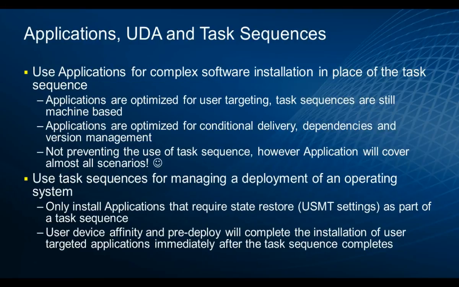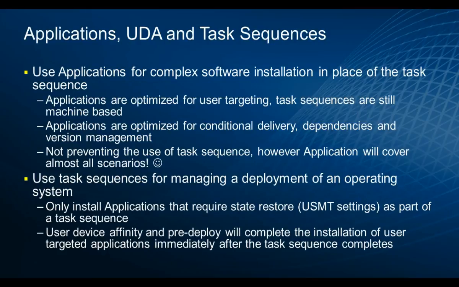The apps are optimized for conditional delivery. Dependencies, requirements, etc. are going to be checked. We're not preventing the use of task sequences, however applications will cover almost all scenarios. So what we have found is, in ConfigMgr 07, organizations that say they would want to use task sequences for complex application installs now have an ability to say the application model will cover their requirements or their scenarios they were checking off the boxes for task sequences on.